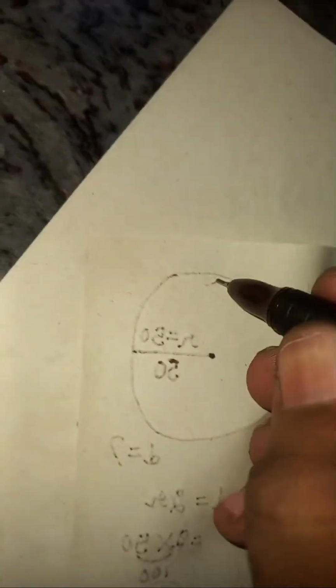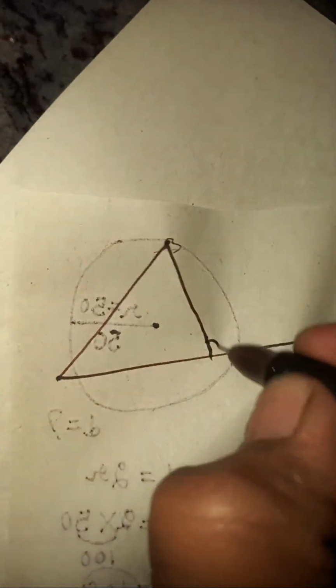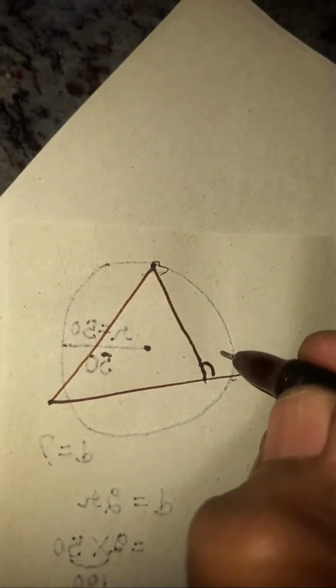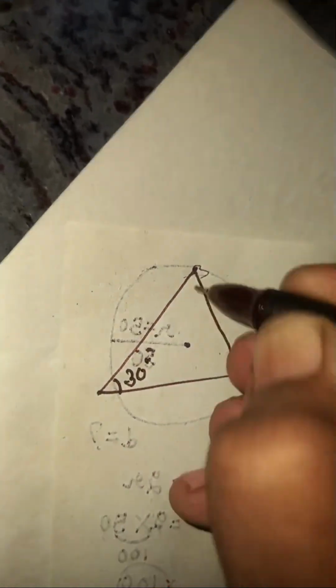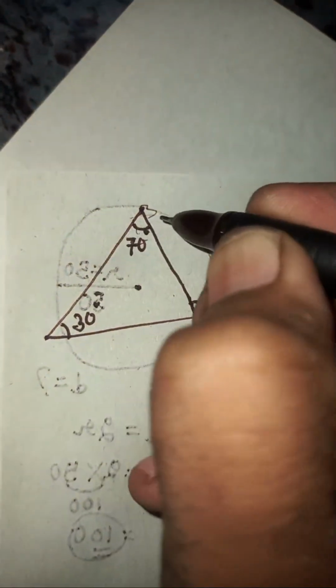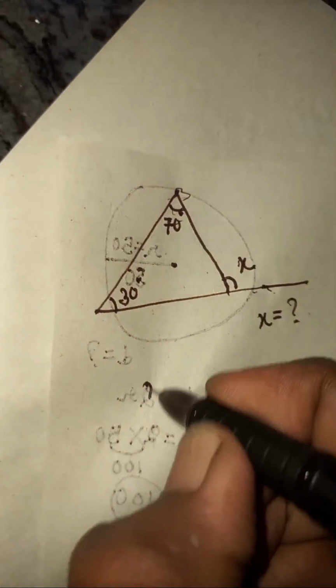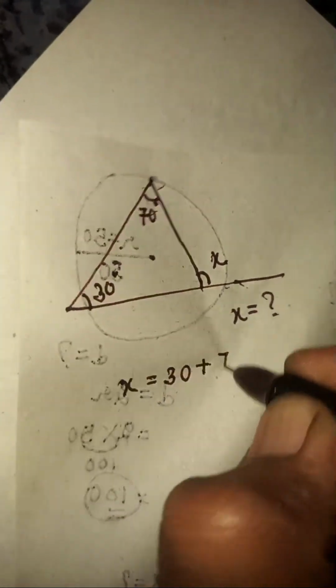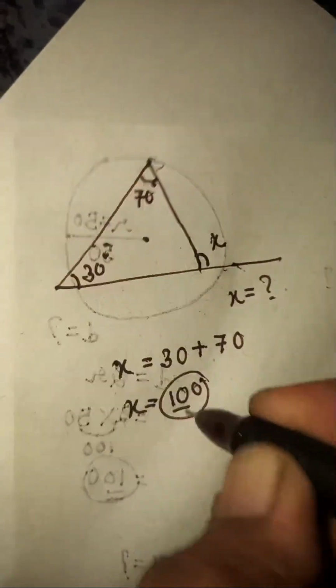I'm going to do more problems in the same way on triangles. Here I tell one more property of it. You can say the exterior angle equals the sum of interior angles. The exterior angle they give us is x, and this angle they give us is 30 degrees. This angle is 70 degrees and they ask for the value of x. The exterior angle is the sum of the other interior opposite angles, that is x equals 30 plus 70. 30 plus 70 becomes 100 degrees. So the x value is 100.